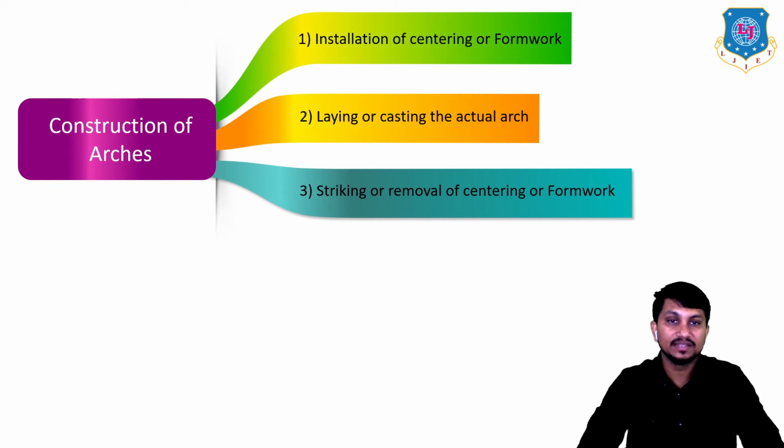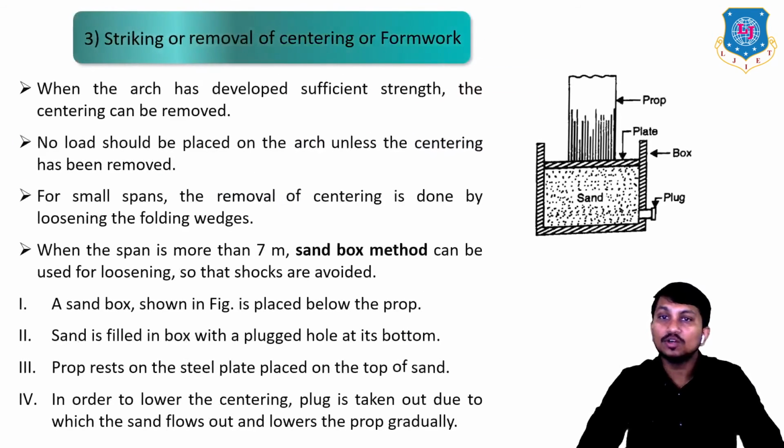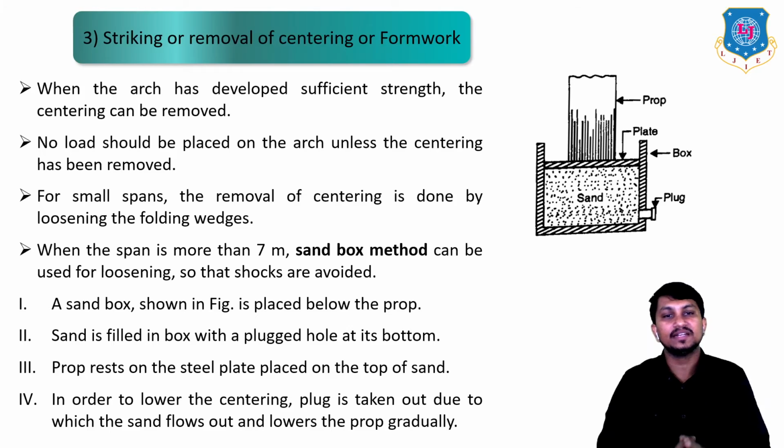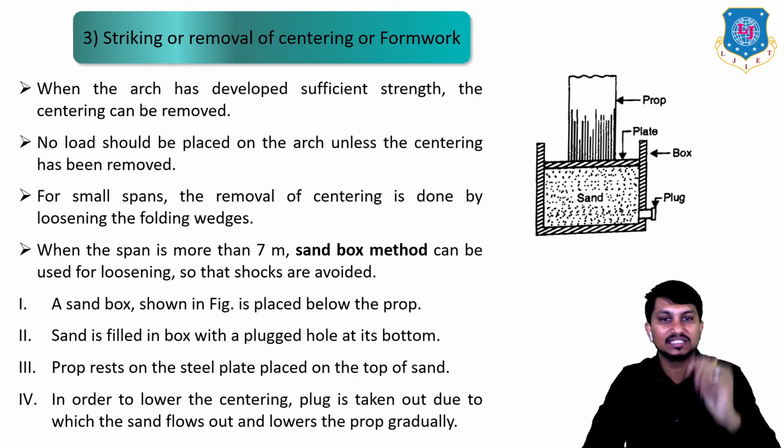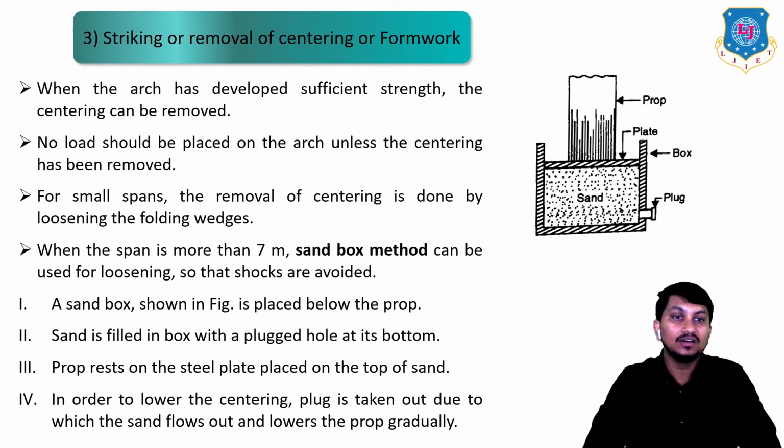Then the third step is striking or removal of centering or formwork. When arch has developed sufficient strength, the centering can be removed. No load should be placed on the arch unless the centering has been removed. For smaller span, the removal of centering is done by loosening the folding wedges. When the span is more than 7 meter, the sandbox method, which is shown in this figure, can be used for loosening so that shocks are avoided.